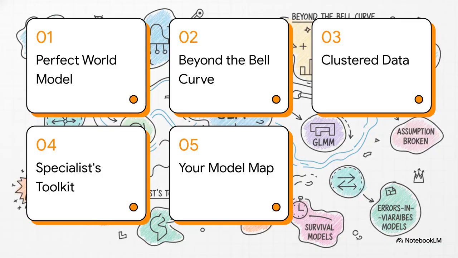So here's our game plan. We're going to start with one single foundational model, our hero, if you will. Then we'll see what happens when we start breaking its rules and how that leads us, step by step, to all these other specialized tools. And by the end, you'll have a simple mental map to navigate it all yourself.